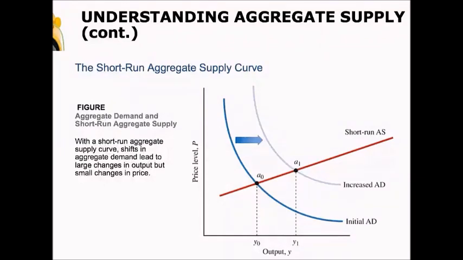Here we see that a change in aggregate demand, the same one we saw earlier when we looked at long-run aggregate supply, now has its impact mostly on output. So a shift of aggregate demand to the right in the short run increases output and may have a small increase on the price level. So what we see is, in the long run, changes in aggregate demand principally affect prices. In the short run, changes in aggregate demand principally affect output.